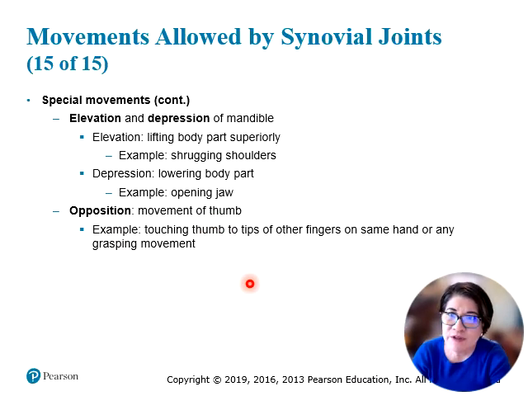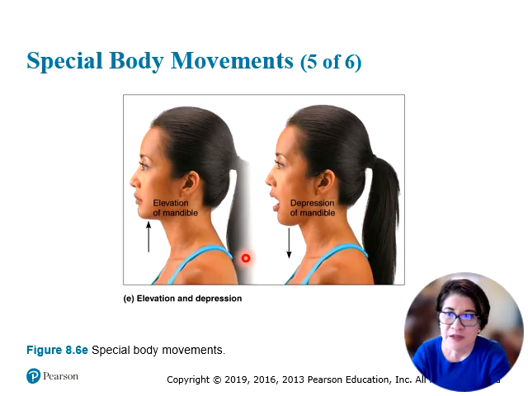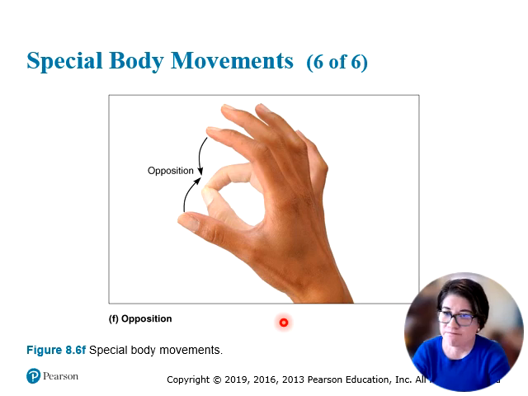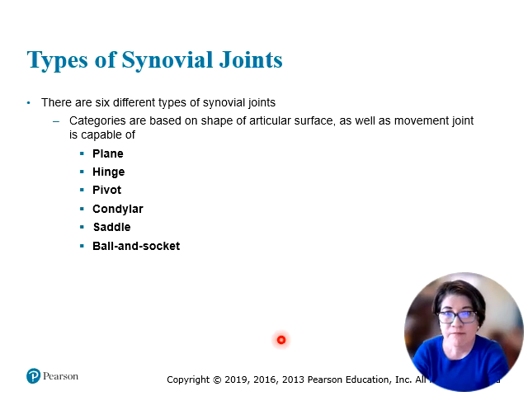Here are some others: elevation and depression of the mandible. Elevation means lifting a body part up, and depression means lowering it, like lowering your jaw. And then opposition is how your thumb can move, because we have opposable thumbs. It allows us to grasp things. Okay, so these are the different terms. This would be a good slide to take notes from, and then try these movements, just looking at the names to see if you remember them.